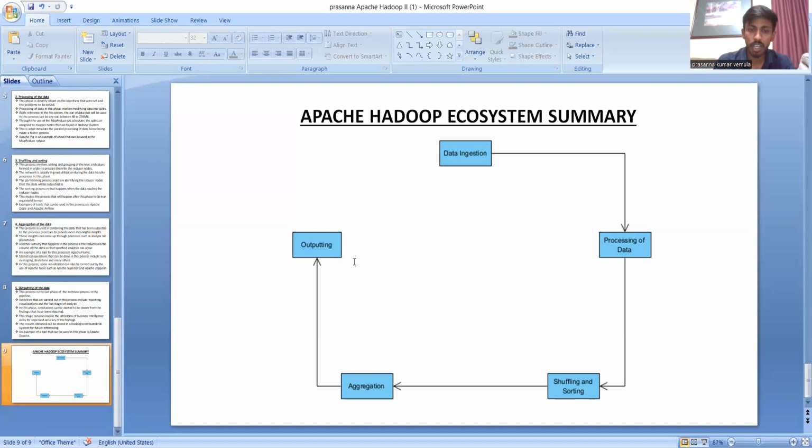And the conclusion that I'm giving is that the Hadoop ecosystem is a powerful tool for storing and processing large amounts of data. The Hadoop ecosystem is a rapidly growing ecosystem, and there are a number of new tools and technologies being developed all the time. Thank you for your time. I hope this presentation has given you a better understanding of Hadoop.